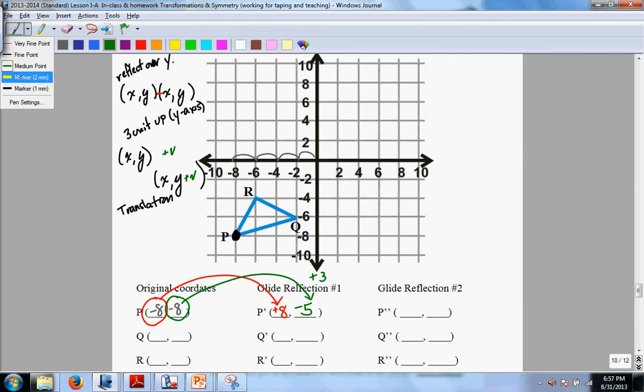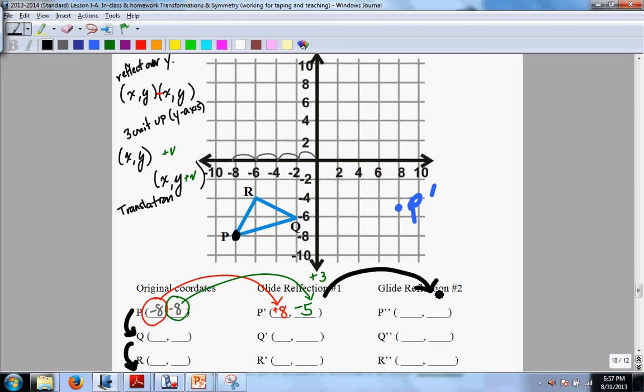I'm going to plot that point. +8, -5. +8, negative, that's 4, that's 6, so -5 is right here. That's my first P prime. We're going to follow that same process for Q and then R and get a complete second triangle. Then take the second triangle and go through the same glide reflection and get a third triangle and graph it.